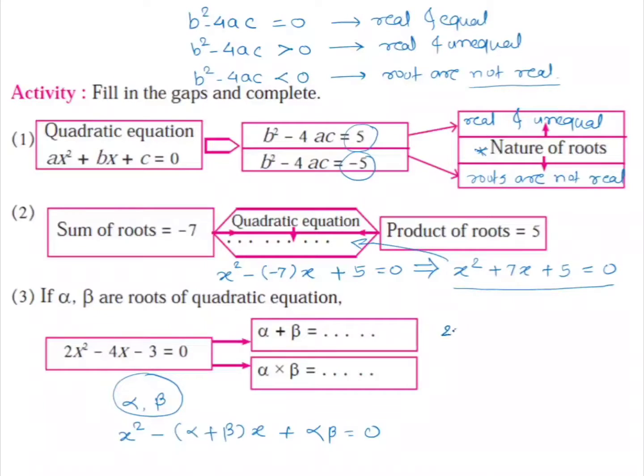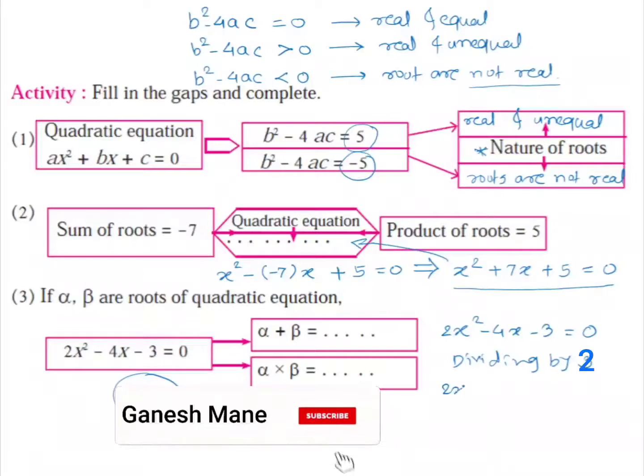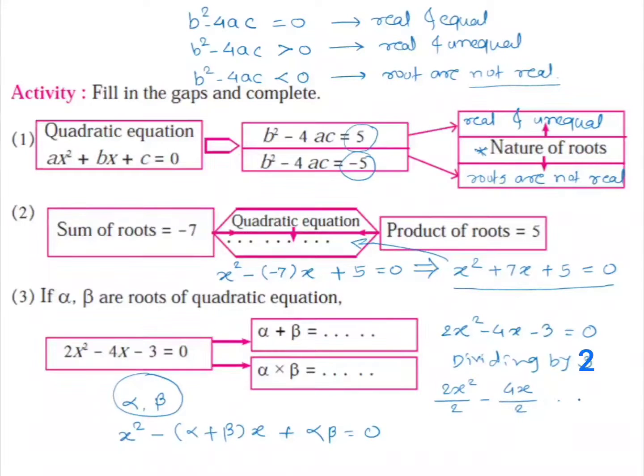So the quadratic equation given is 2x square minus 4x minus 3 is equal to 0. Now if we have to remove this 2, that is the coefficient of the first term, we have to divide throughout by 2. So dividing by 2, we get 2x square divided by 2 minus 4x divided by 2 minus 3 divided by 2, that is equal to 0. Now here in the numerator and denominator 2 will get cancelled. If we divide 4 by 2, we get 2, and the fraction 3 by 2 remains as it is.